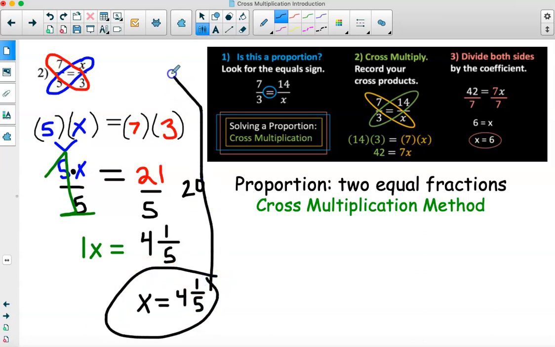So if I were to record 4 1/5 as the numerator, 4 1/5 divided by 3, see 3 is the denominator, is equivalent to 7/5. So we just solve for the missing variable. The missing variable x is equal to 4 1/5.